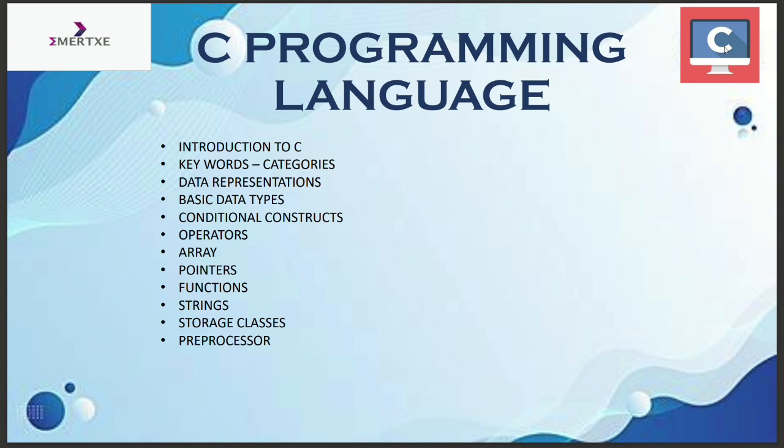First, we learn the C programming language. In C programming language, we first learn introduction to C, keywords and categories, basic data types, data representations, conditional constructs, operators, arrays, pointers, functions, strings, storage classes, and processes. These are learned in the C programming language for this project.